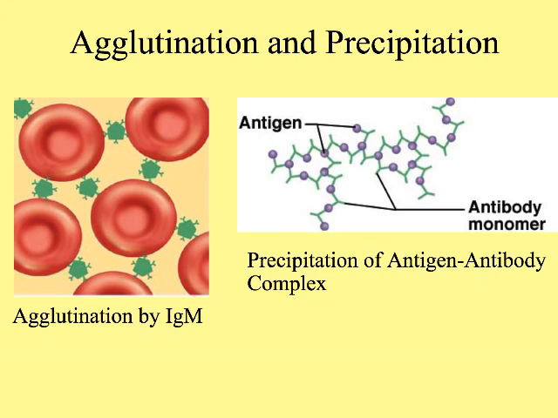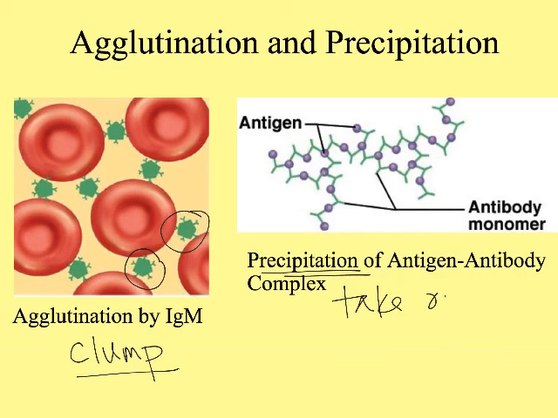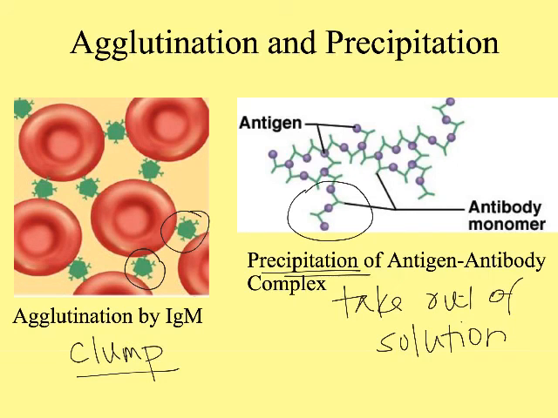So agglutination, here's antibodies bound to red blood cells. Agglutination causes the red blood cells to clump, and if they all clump together, they're not functional anymore. And if we precipitate, we take it out of solution. Then really a macrophage could come up and engulf this and get rid of it a lot easier than it could if the antigen was just floating around out there by itself.